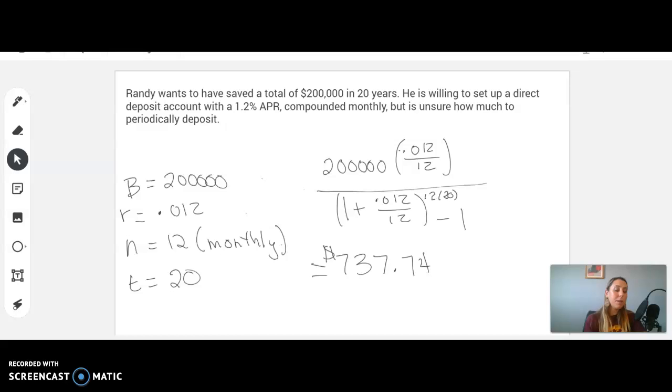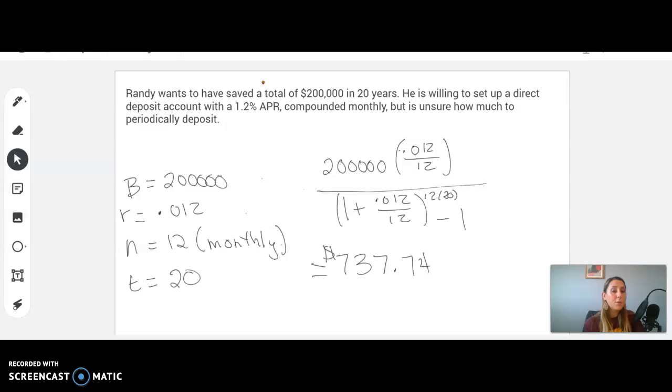Okay, so when I copied over the question for this one, I forgot to change the wording. So we need to do that. So it should say in your notes, you may want to make some adjustments. This was originally a graphing question, but we are not going to be doing that. I just want you guys to practice doing these formulas. So Randy wants to have saved a total of $200,000 in 20 years. So that needs to be changed.